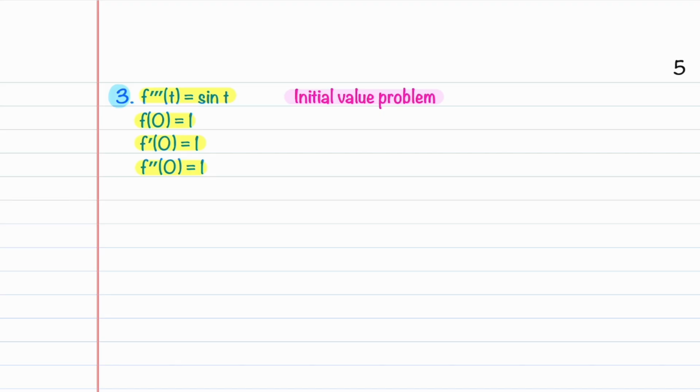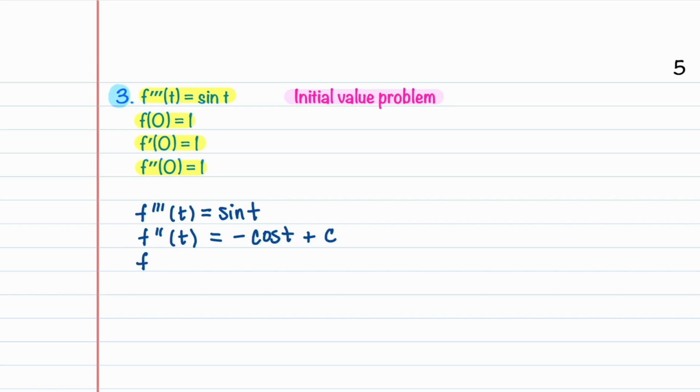Let's start by writing down our function. f triple prime of t is equal to sine of t. To find f of t, we first have to find f double prime of t and then f prime of t, and then we can find f of t. So let's find f double prime of t first. That is the antiderivative of sine t. The antiderivative of sine t is minus cosine t. And we add on a plus c.